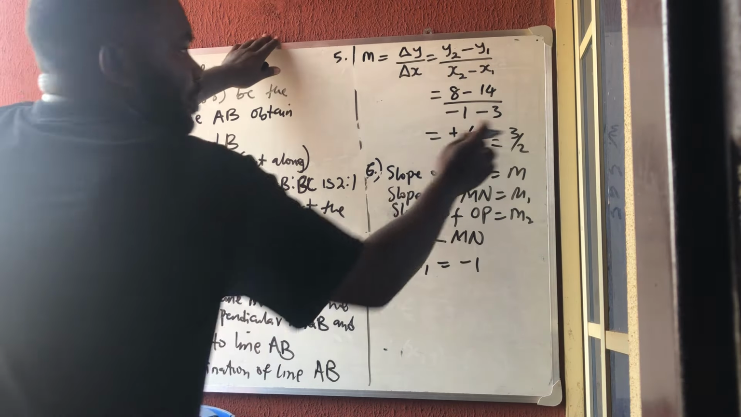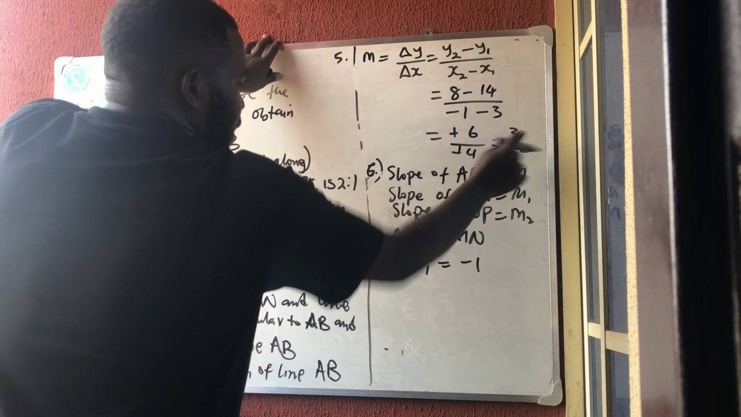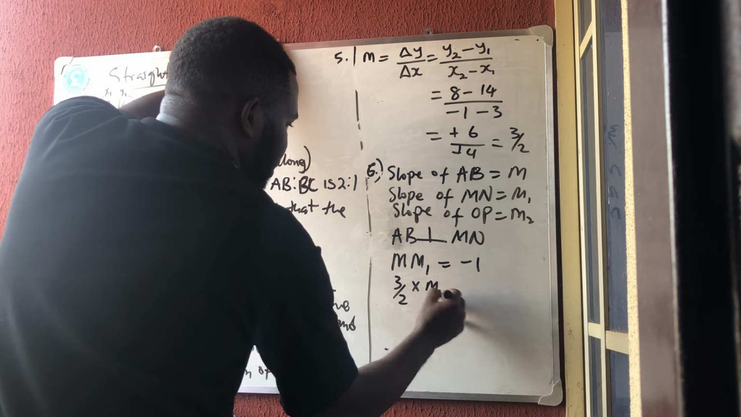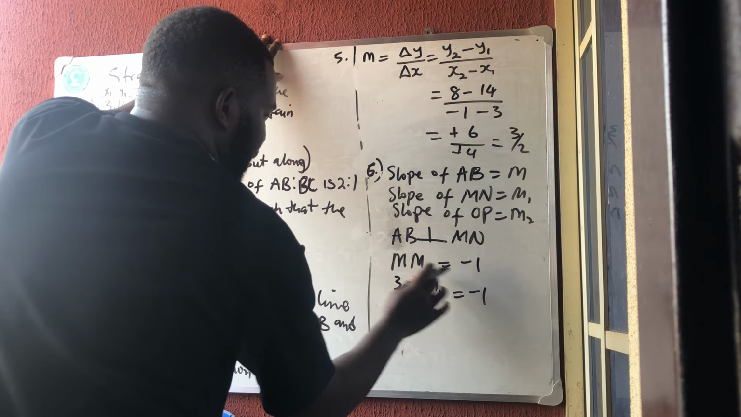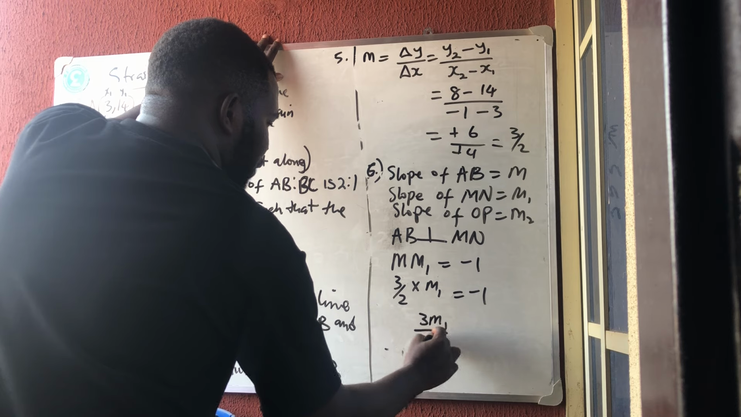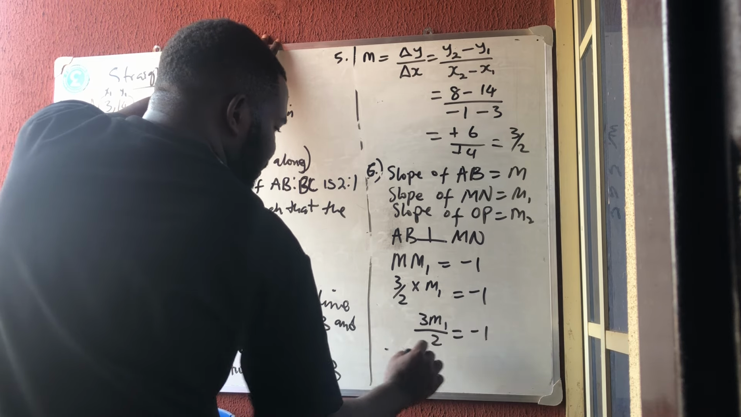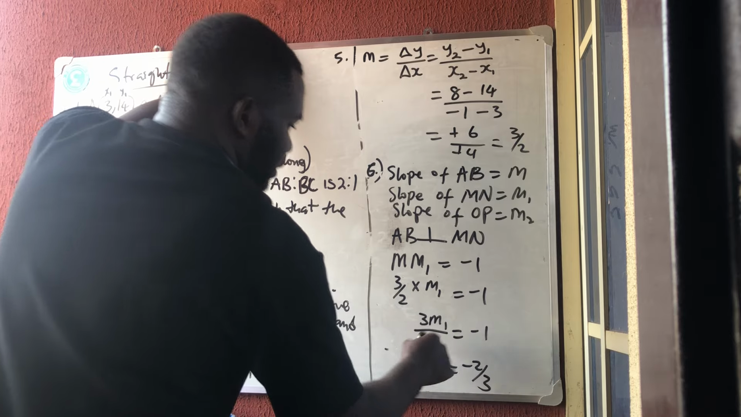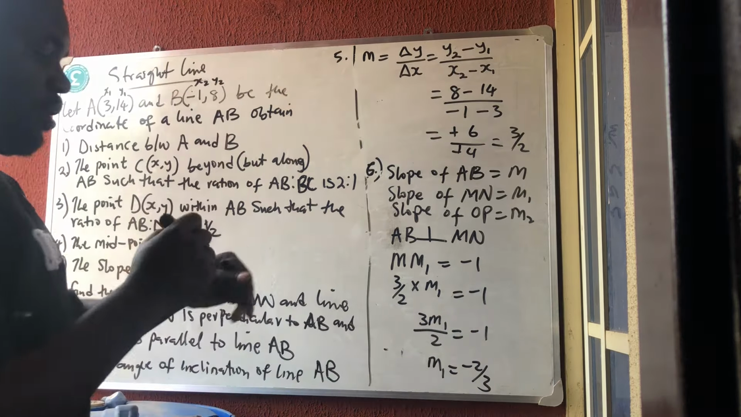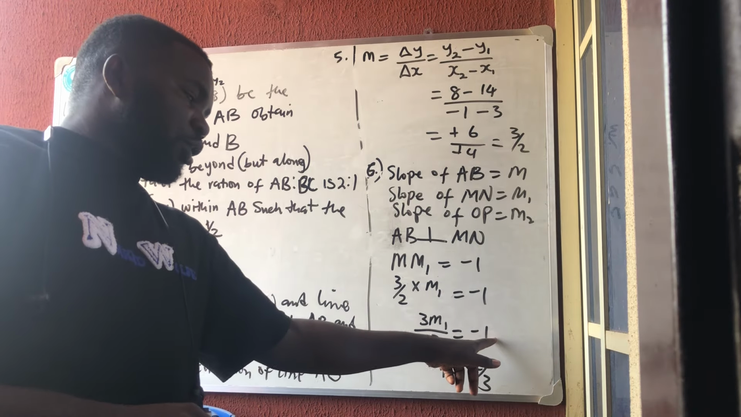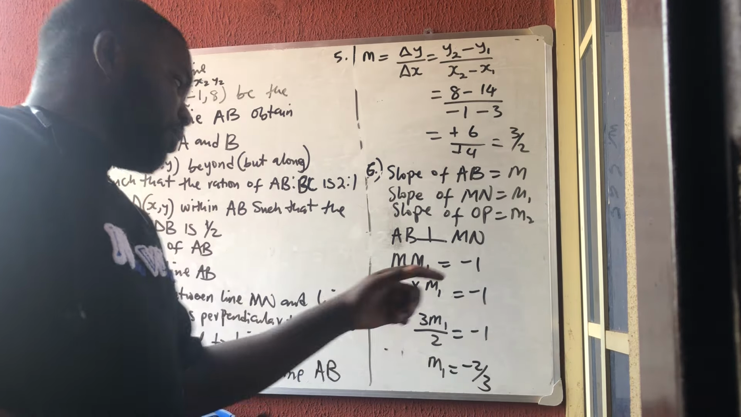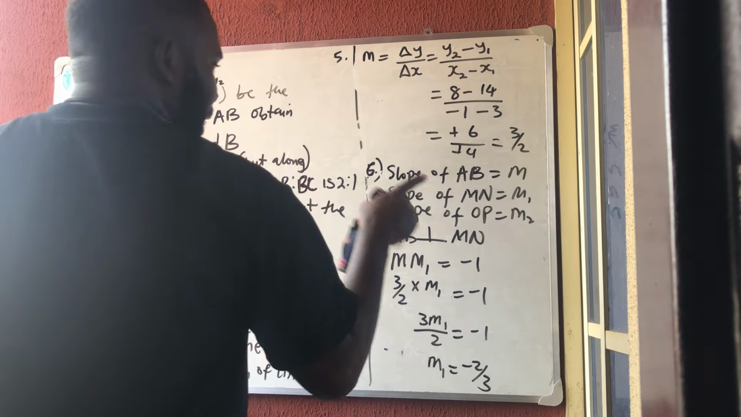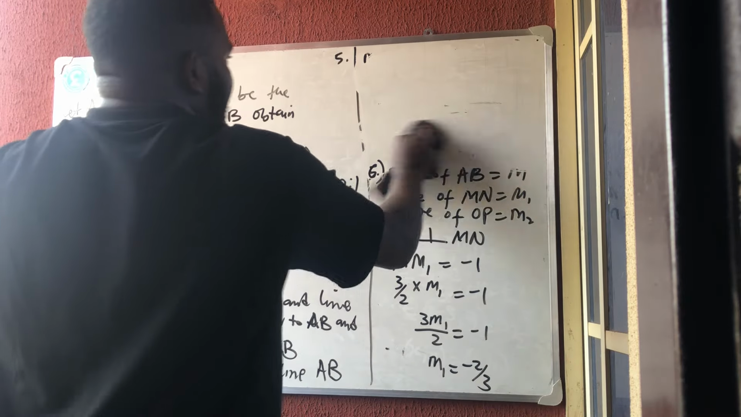Okay, so let me put this one. I know this one already, which is what? 3 over 2 times M1 is equal to minus 1. So if I multiply this times this, I'm having 3M1 over 2 is equal to minus 1. If I cross multiply, I'm going to have M1 is what? Minus 2 over 3. This one will go up while this one will come down. A multiplication, division will cross to become multiplication, and multiplication will cross to become division. So I have gotten the slope of this one. I need to get the slope of OP before I can get the angle between them.